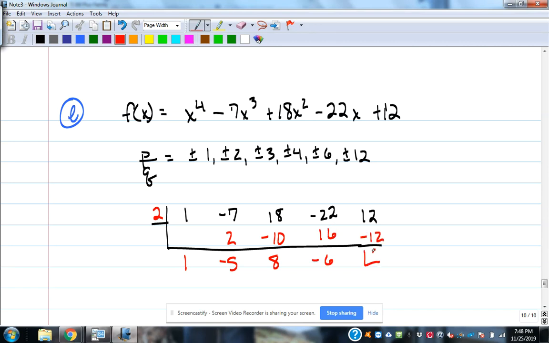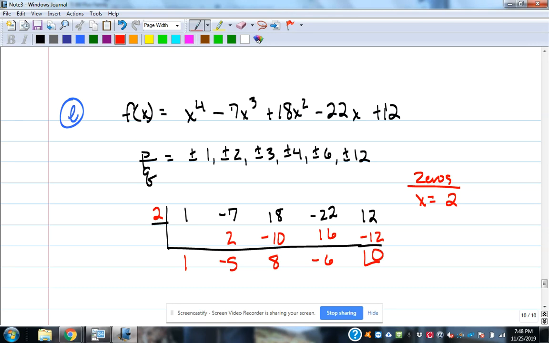And there's my 0 remainder. So my zeros get x equals 2. What that did is it took my 4th degree polynomial, and this is now a cubic polynomial, x cubed. I don't have a lot of tools to use on x cubed problems. So I want to do that again.